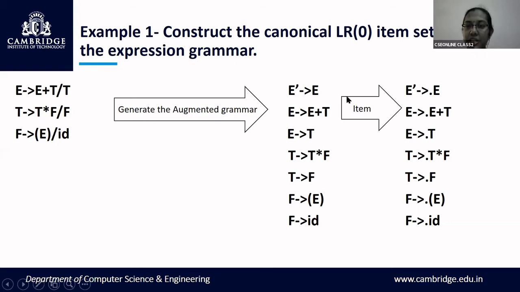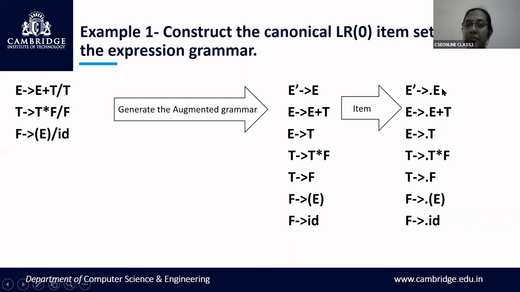If E dash derives dot E, what does that mean? The dot is present as the first symbol on the RHS of the production rule, in the sense the parser has not yet parsed any of the symbols. That is, the parser has not seen any of the symbols on the right hand side.